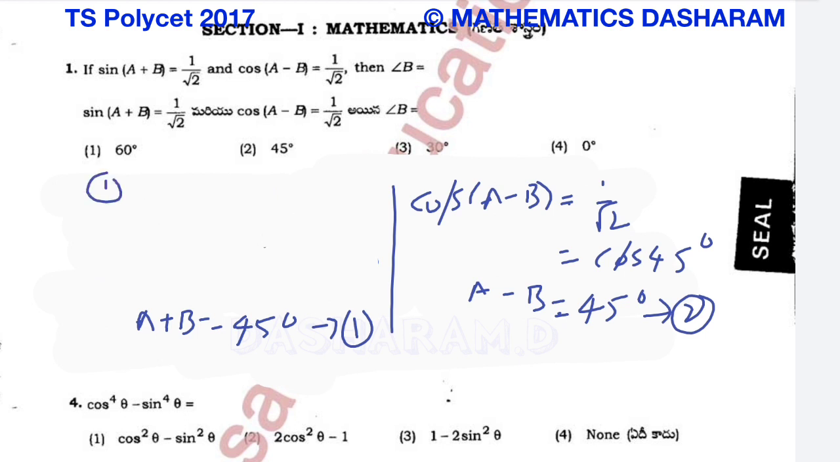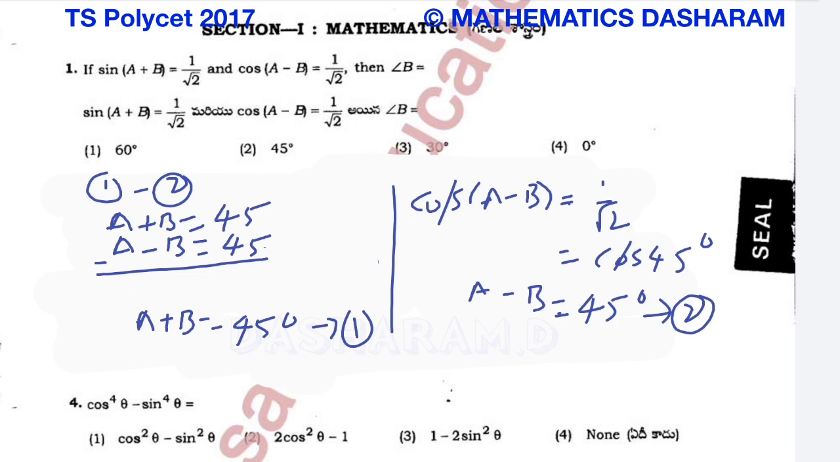Equation 1 minus equation 2: A plus B equals 45, A minus B equals 45. Here I am doing minus, so change the signs. Plus A minus A cancels, B plus B is 2B, 45 minus 45 cancels, 0. From this, the B value is 0. Then option 4 is correct.